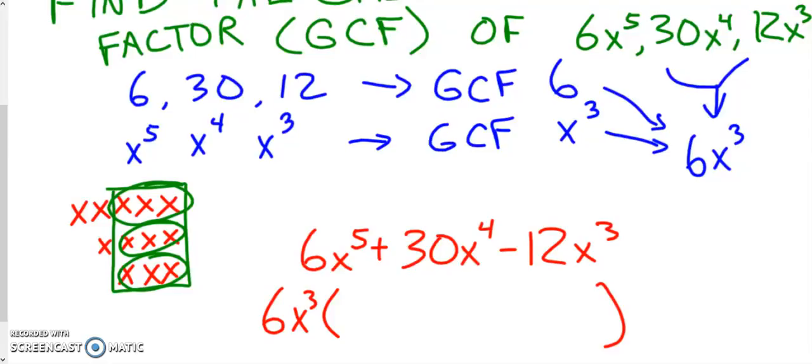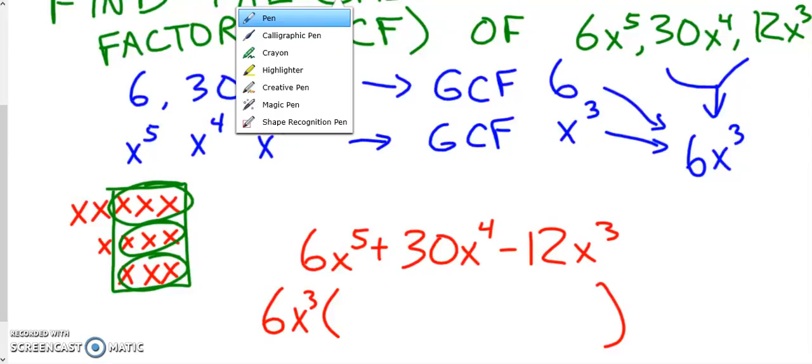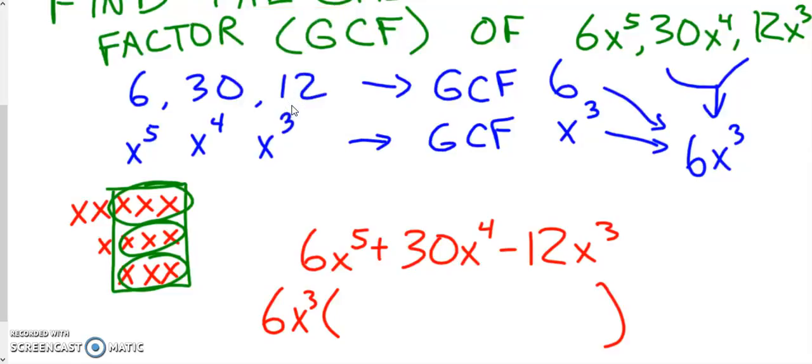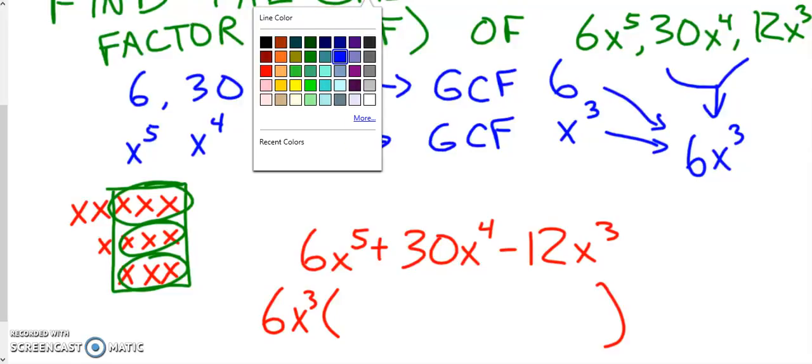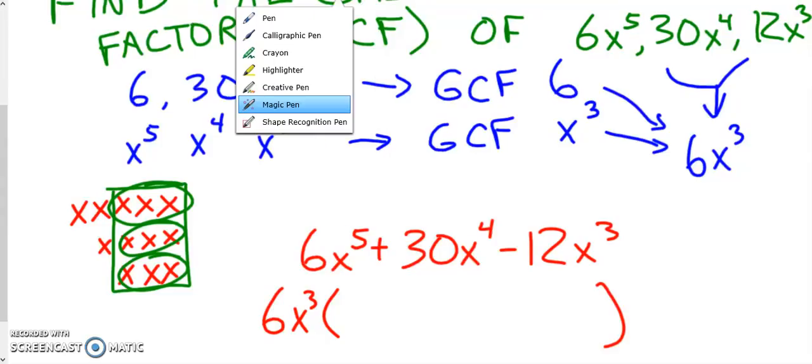If I have 6x to the 5th, let me get my magic pen here. Magic pen. What color is it? Let's make it yellow. Anything that I write in yellow, you don't have to copy.